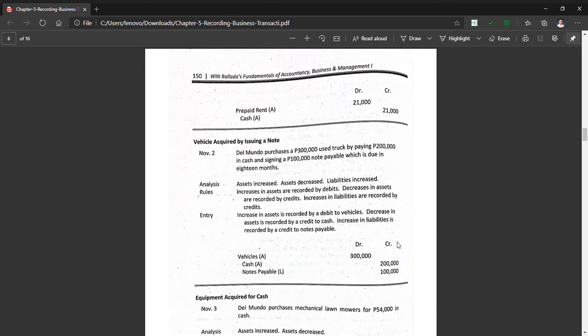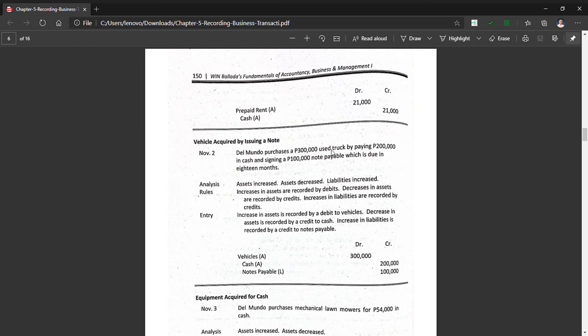Next, vehicle acquired by issuing a note. So November 2, Del Mundo purchases a 300,000 used truck by paying 200,000 in cash and signing a 200,000 notes payable, which is due in 18 months. Okay, so in this case, meron tayong biniling truck. So what is a truck? That is an asset.